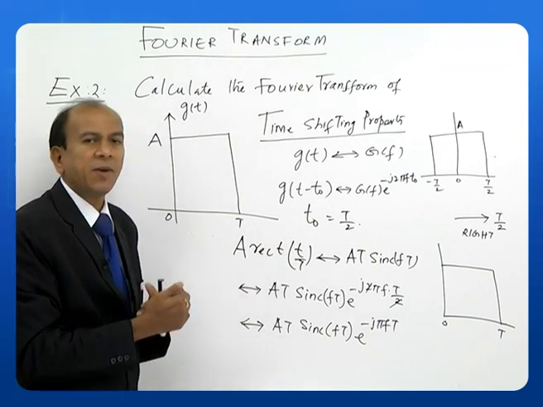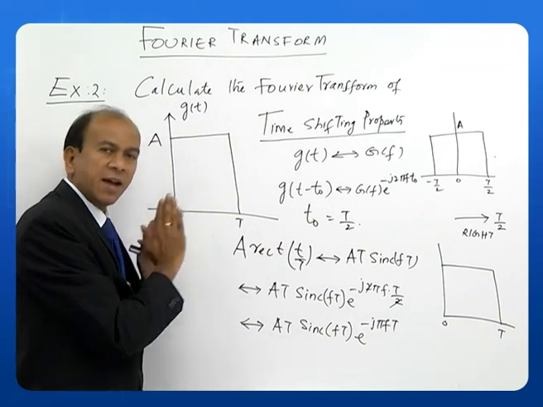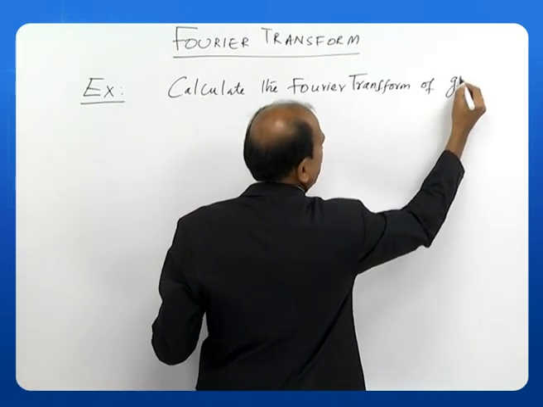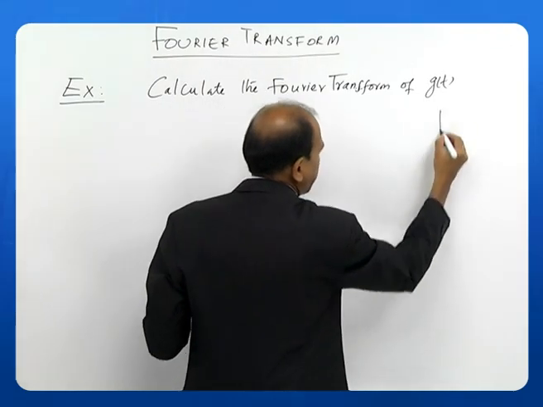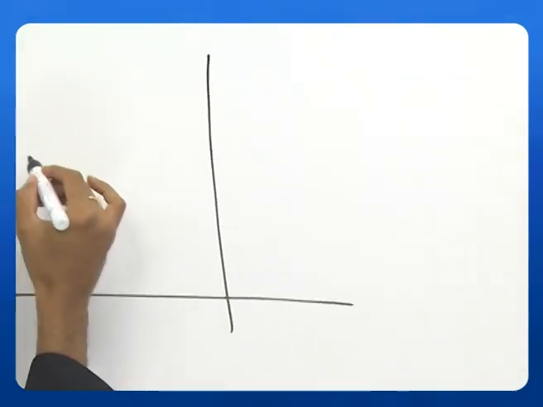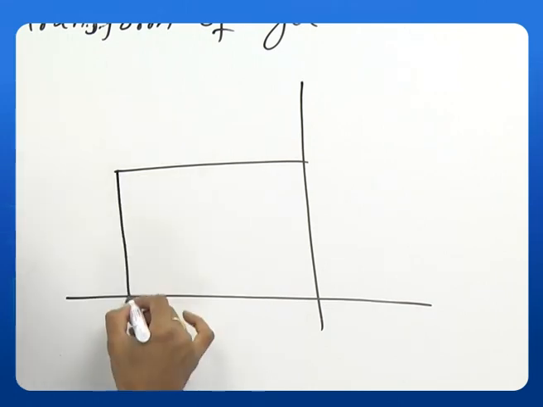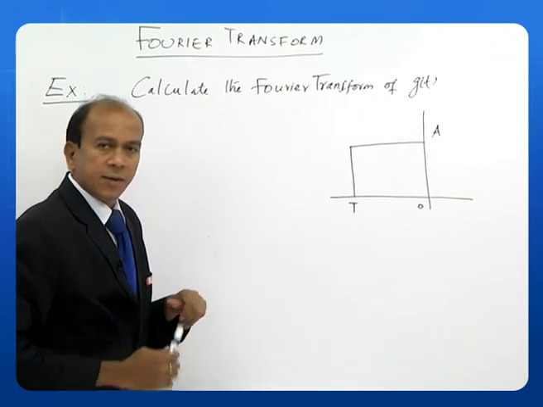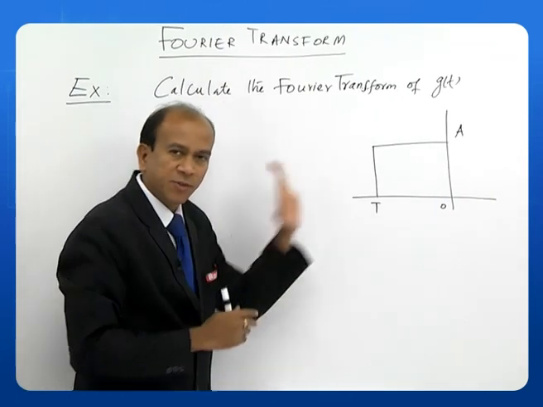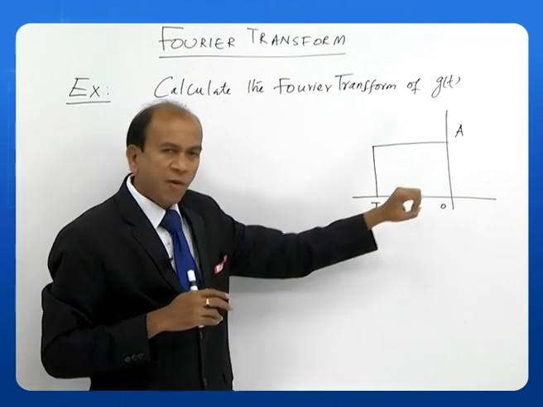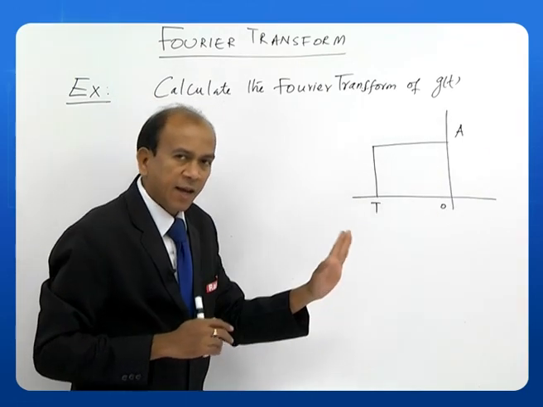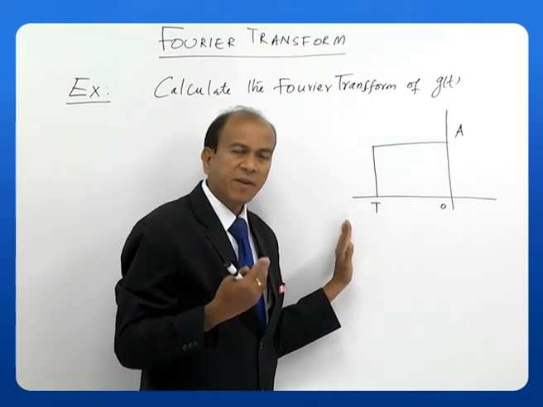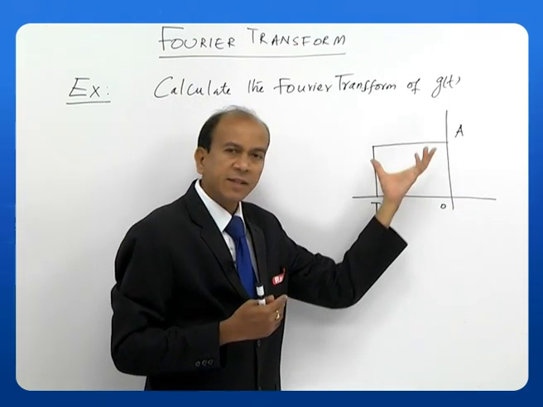Similarly, we will see a next example where the function is shifted to the left hand side by a factor T by 2. Let us calculate the Fourier transform of a function. Let us say g of t, and g of t is given like this. So, we have to calculate the Fourier transform of this. So, if you look at the rectangular function which you have seen earlier, now it has been shifted to the left hand side by a factor T by 2. That means, it is shifted by a factor minus T by 2. So, we will get this type of function.